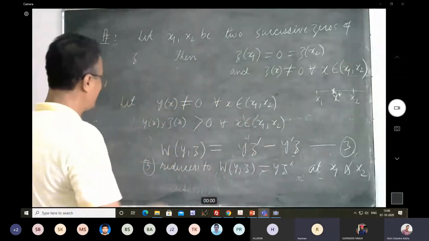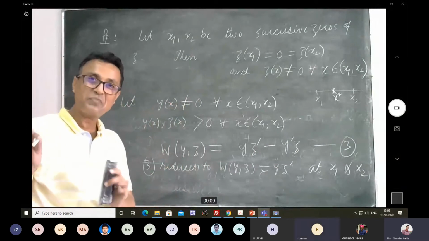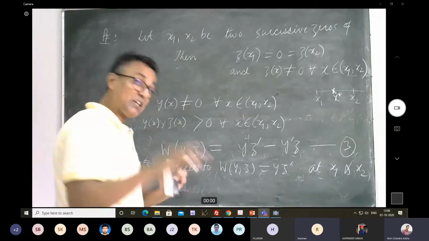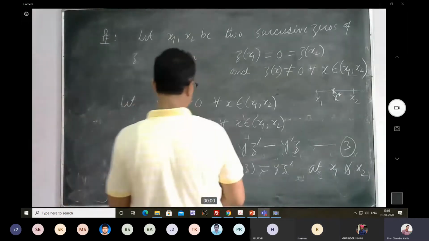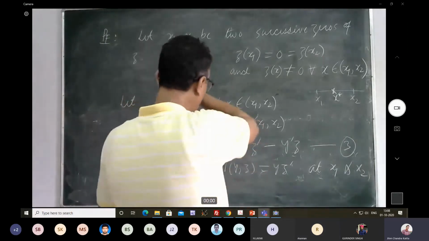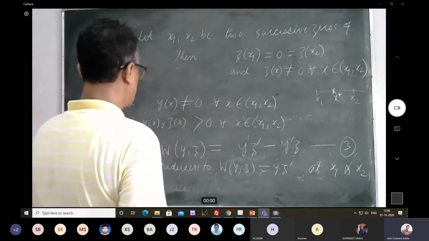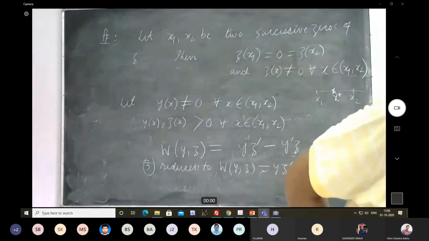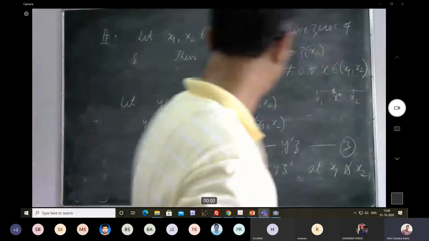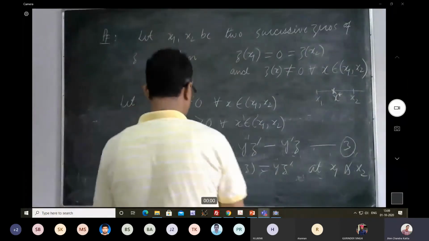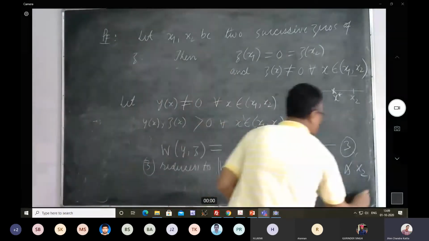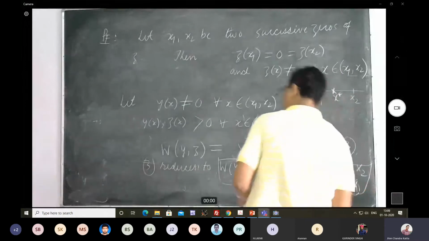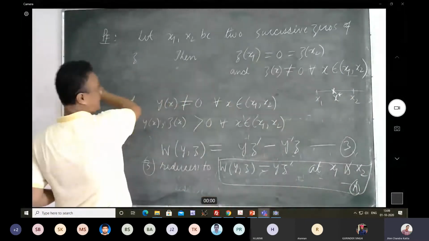From here, I could have proceeded exactly the way I did in proving the earlier theorem. That will also work, let me guarantee you. But let us try to do something else here. This statement, let me call it key, and I'll come back to this again.